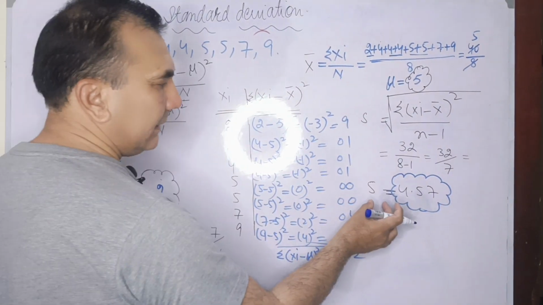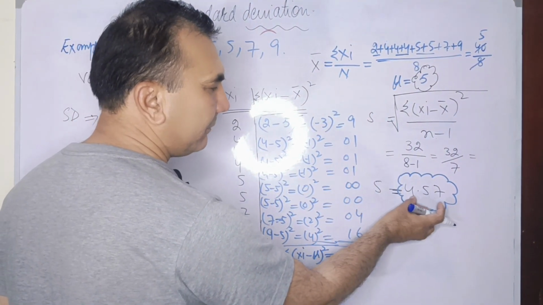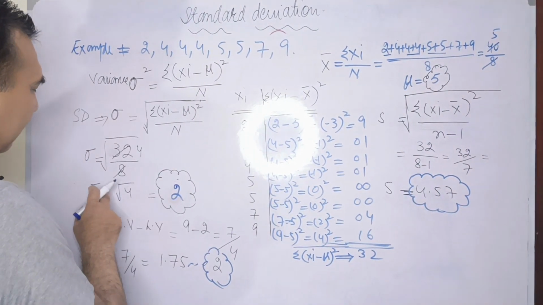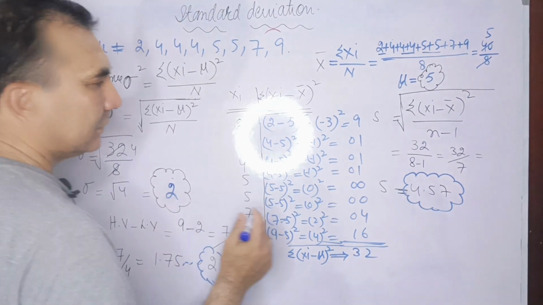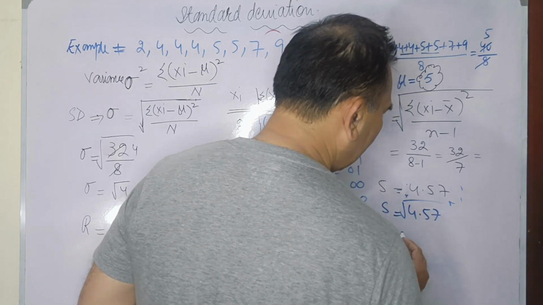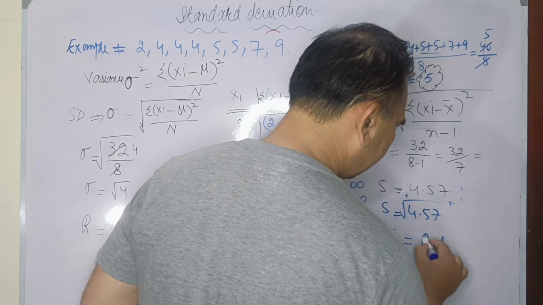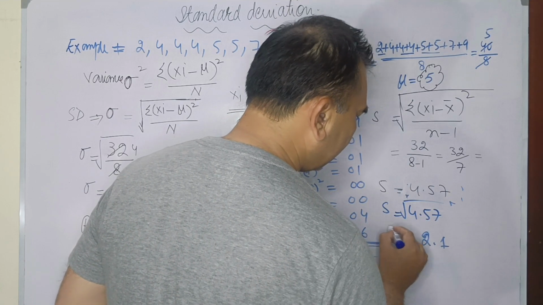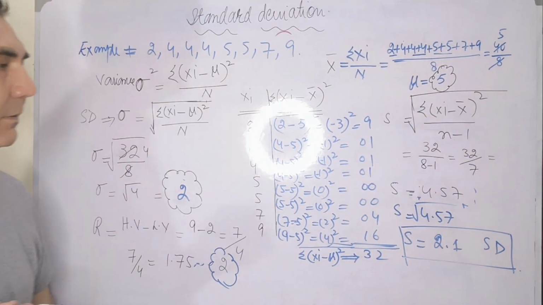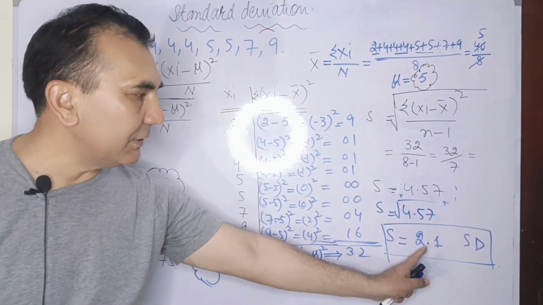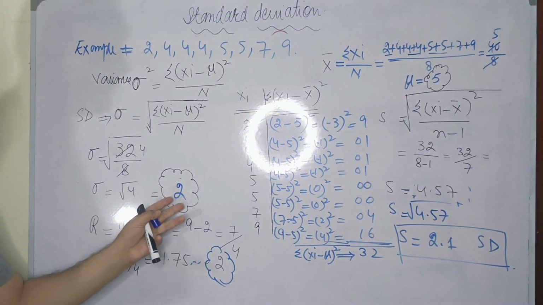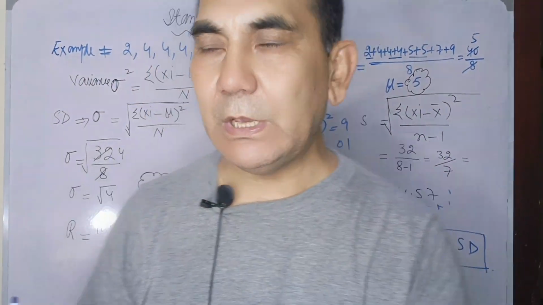Now see here, the variance of the sample comes up with the value 4.57. The variance of the population was 4. Now we take the square root of 4.57, so it comes up with 2.1. So this is the standard deviation of the sample. The standard deviation of the sample is 2.1, and the standard deviation of the population is 2. So they are near to each other.